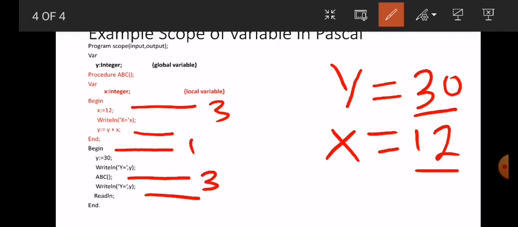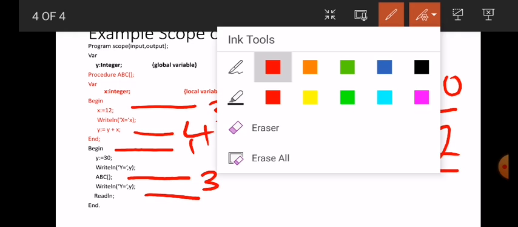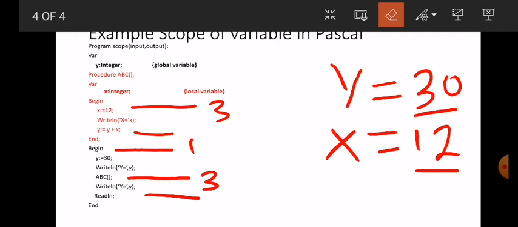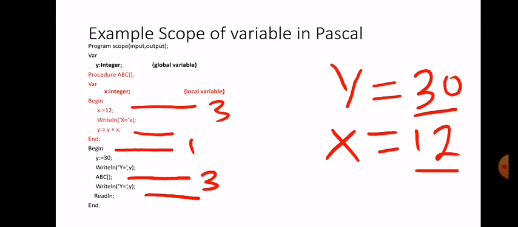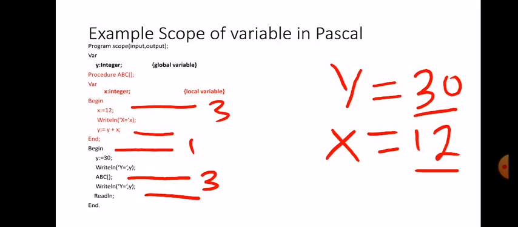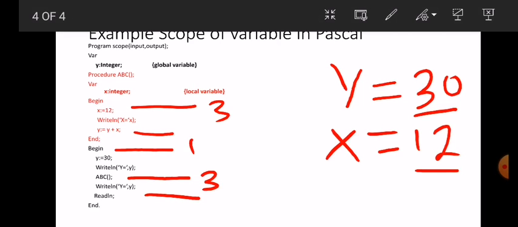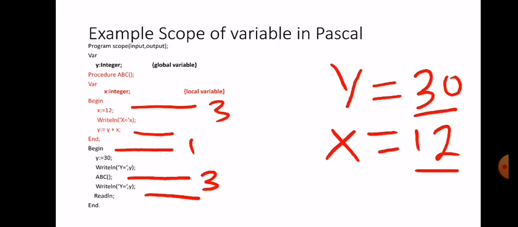Then now we execute this other statement, write line y, which will be the fifth statement, where we are changing the value of y.